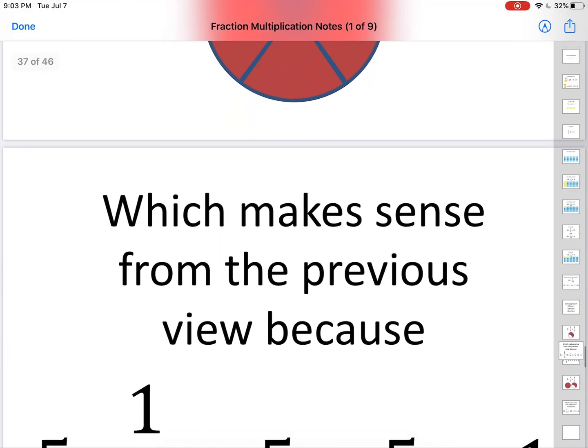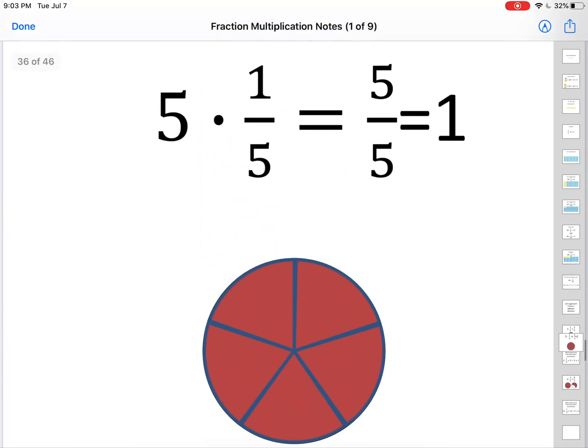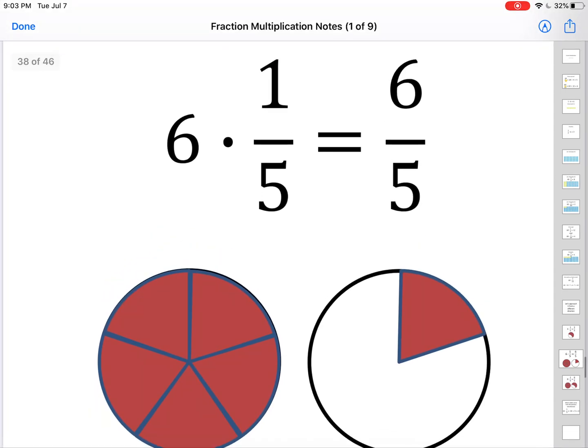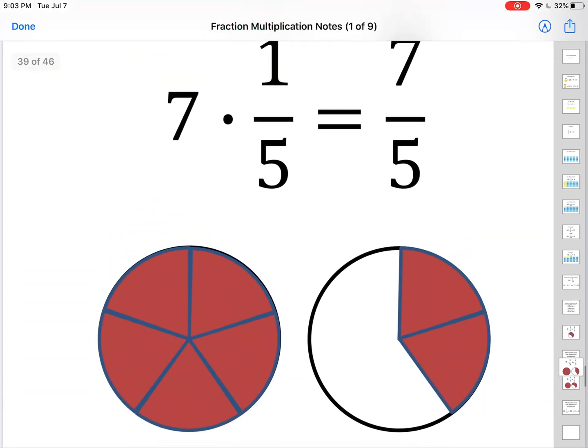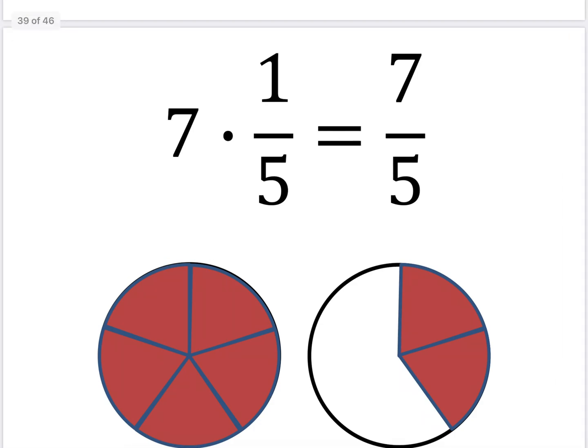But 5 times 1/5 should be 5 divided by 5. And what's 5 divided by 5? 1. See? 1 whole. 6 times 1/5 is 6/5. 7 times 1/5 is 7/5. 1, 2, 3, 4, 5, 6, 7.